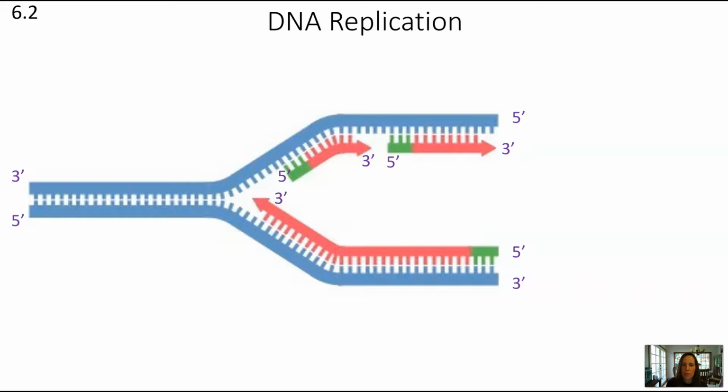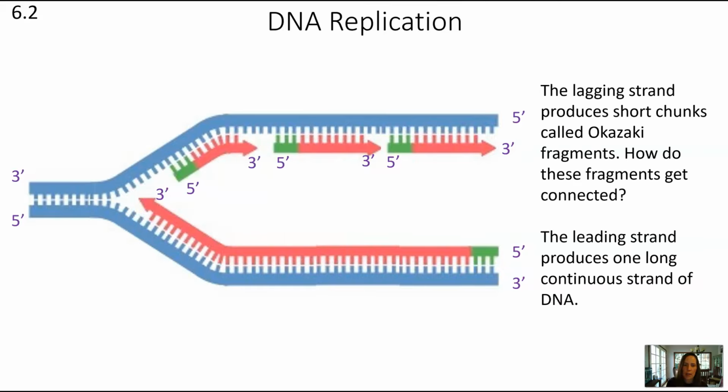And as it unzips more, same thing happens. The lagging strand needs to create another little bit, and the leading strand can just keep going because it's unzipping in the same direction as the movement. So on the top, we see that the lagging strand produces short chunks of DNA called Okazaki fragments. And on the bottom, the leading strand produces one long continuous strand of DNA.